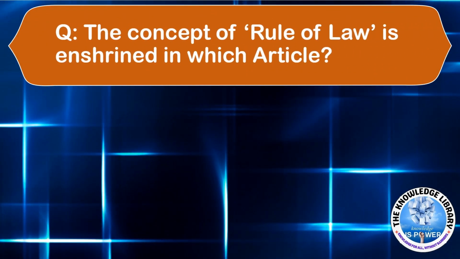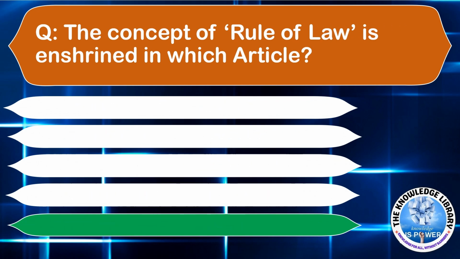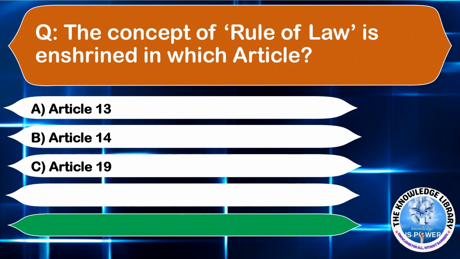The next question is, the concept of the rule of law is enshrined in which article? Option A Article 13, option B Article 14, option C Article 19, option D Article 21. Correct answer is option B Article 14.